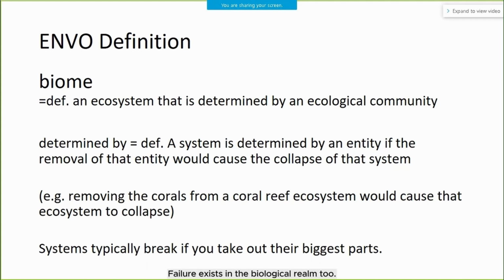Failure exists in the biological realm too. So the idea is that the trees in the tropical biome enable all the other organisms in the tropical biome to survive. They determine the climate, they determine the microclimate of organisms that live on the leaves, for instance. And so the ecosystem, which is the forest biome or the tropical biome, is determined by organisms of a certain kind. Without them, the system would fail.